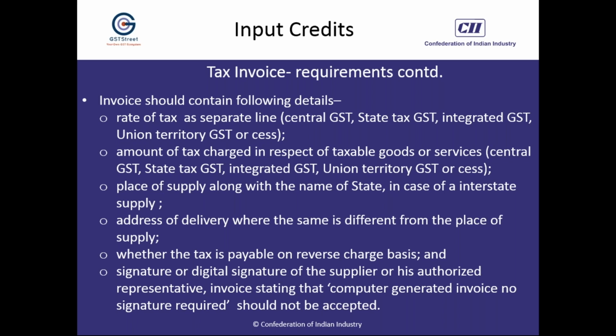that the place of supply in two alphabets you have to mention, and there is a master given by GSTN for each of the states. Like for Maharashtra, there is MH. So you need to mention that and report it to the GSTN site in your return about this place of supply. Then address of delivery, where the same is different from the place of supply.